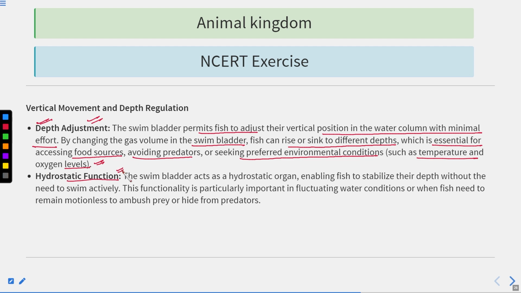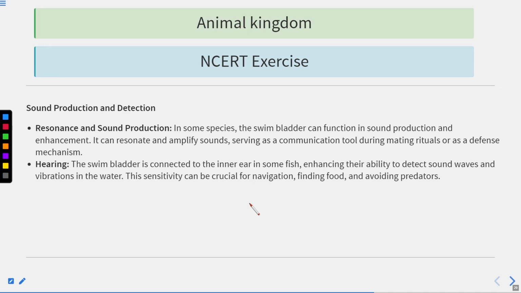Hydrostatic function. This is another key feature. The swim bladder acts as a hydrostatic organ, enabling fish to stabilize their depth without the need to swim actively. This functionality is particularly important in fluctuating water conditions, or when fish need to remain motionless to ambush prey or hide from predators. So it is also helping in capturing food, or when they want to hide themselves from predators. So this swim bladder is very important for the species.